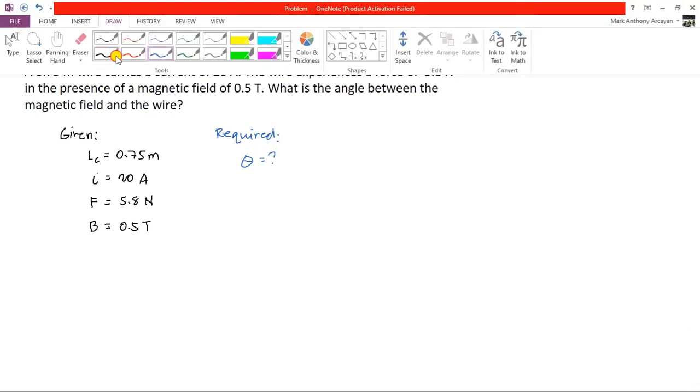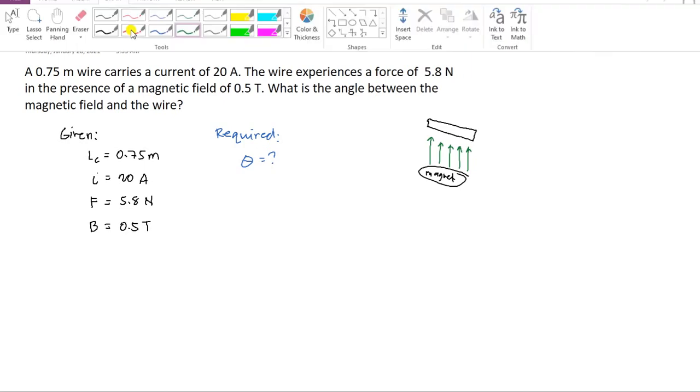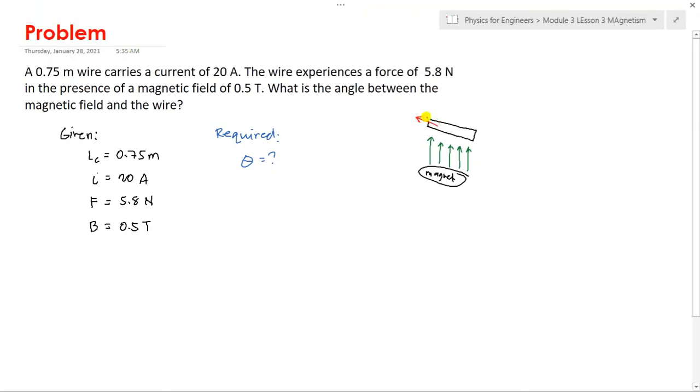The required value is theta. If we illustrate this, we have the conductor and some source of magnets, with some presence of a magnetic field. We don't know whether that angle is 90 degrees or maybe an acute angle. We don't know, so this is just a representation. A current passes and the conductor experiences a force, F, equal to 5.8 newtons. The angle of the magnetic field, the green one, with respect to our conductor, is theta, and that is the variable we are going to find in this problem. So, solution.